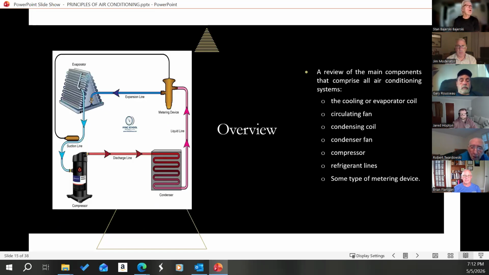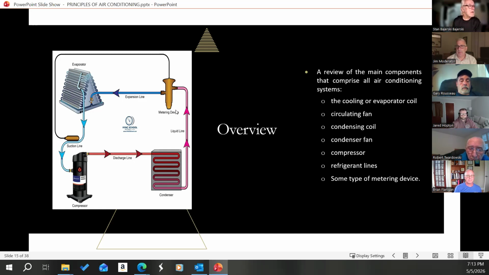A review of the main components that comprise all air conditioning systems. So we have the evaporator. We have some type of metering device. We have the condensing coil. We have the compressor. We have the suction line, which draws the refrigerant from the A coil to the compressor. Compressor compresses it up to a hot gas through the discharge line, and then from the condenser to this metering device, it is what we call a liquid line.